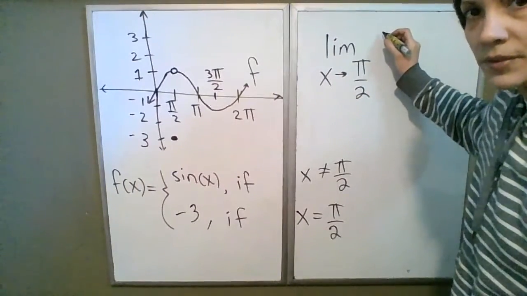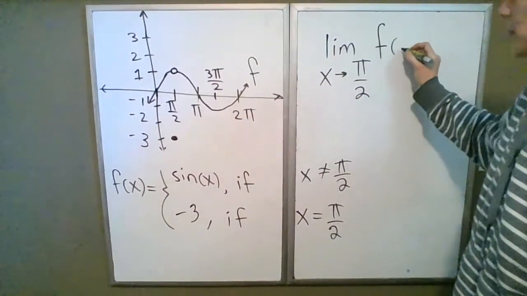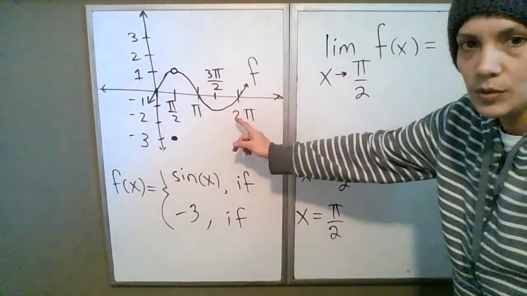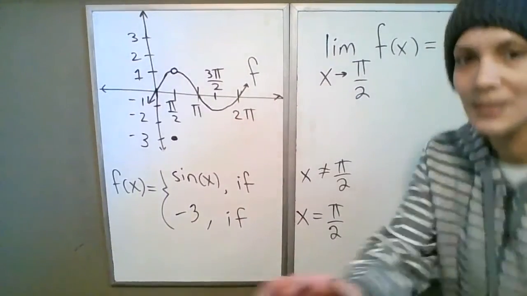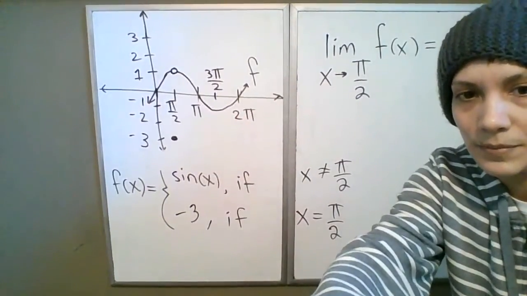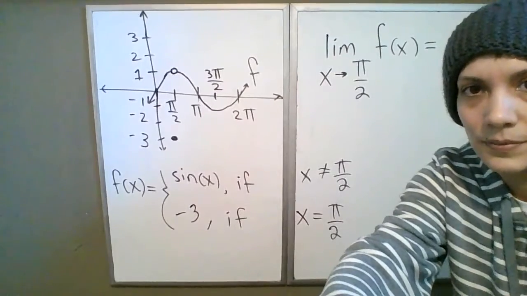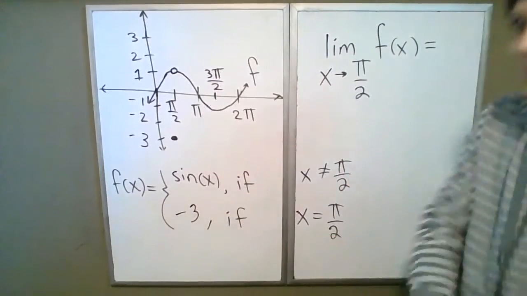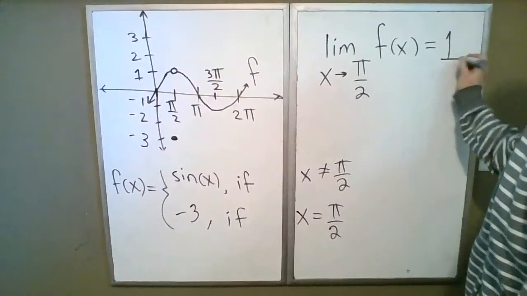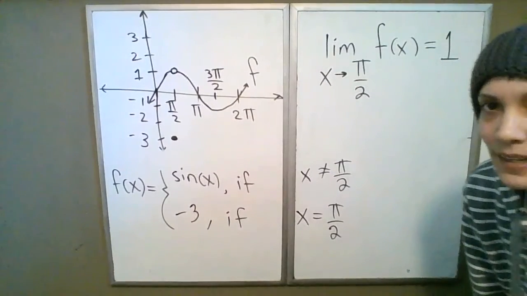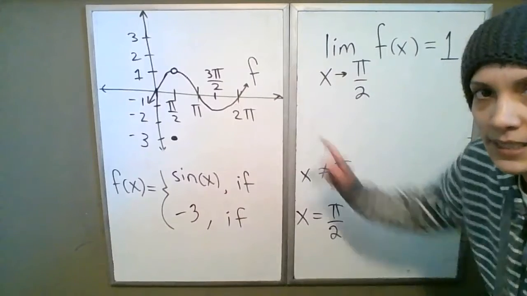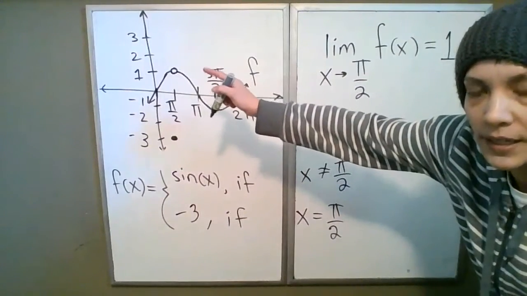Of your function f of x is equal to, somebody want to guess? One. Yes. Thank you. So the limit as x approaches pi over 2 of f of x is equal to 1.